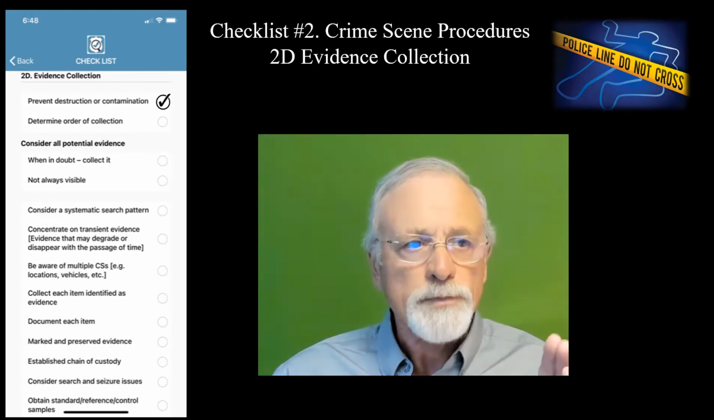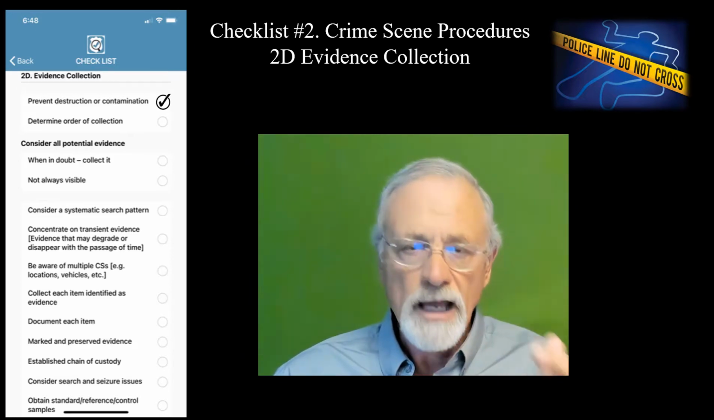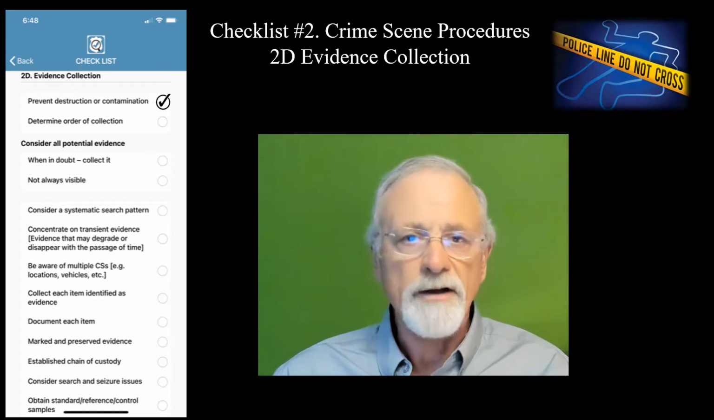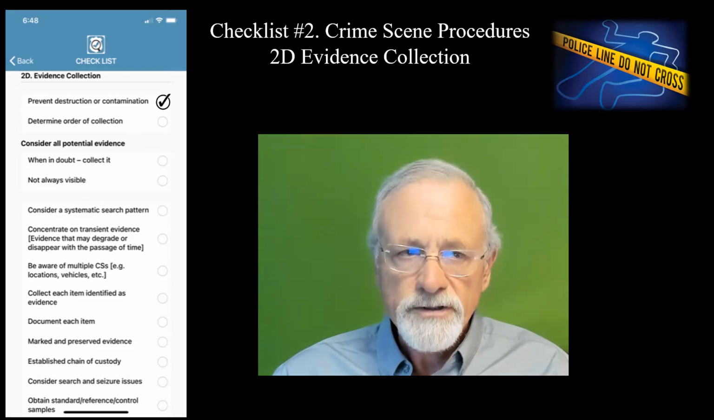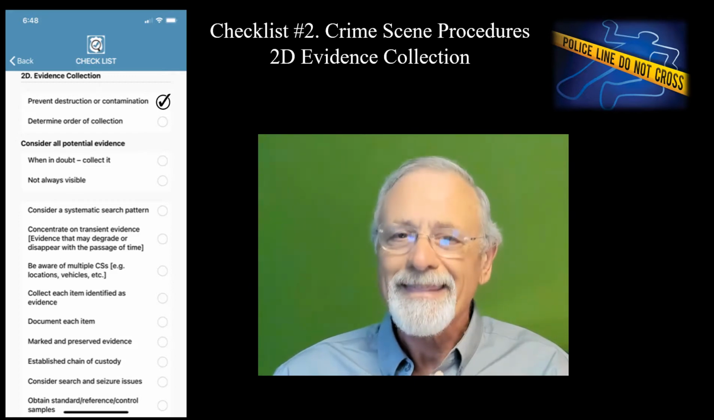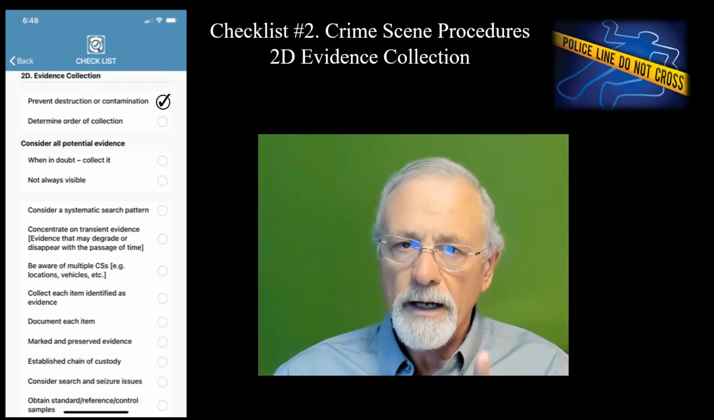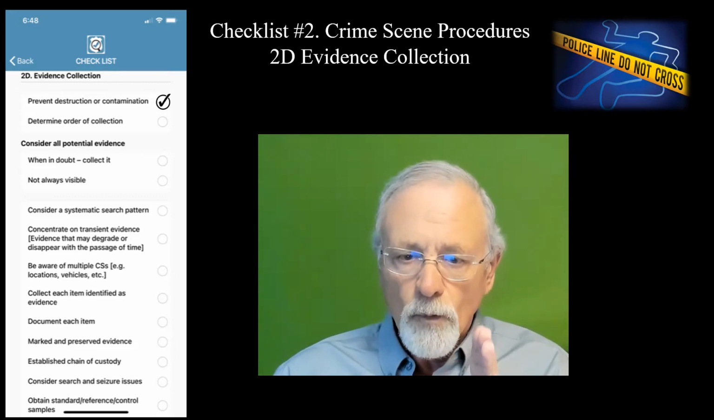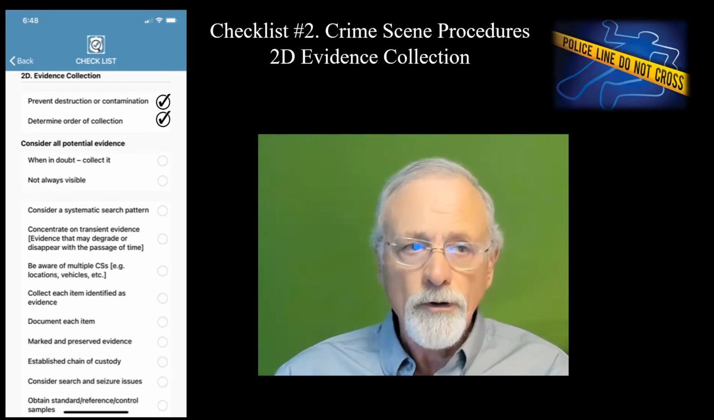Let's check off the first one, prevent destruction or contamination. Throughout the entire process at the crime scene, whether you're a uniform officer, evidence technician, investigator, firefighter, EMT, whoever you are, always consider the destruction and contamination of evidence and do anything you can to ensure that doesn't happen. I know you all have your own individual responsibilities, but in the back of your mind, always be considering that what you're doing and where you're doing it ultimately can become a crime scene and needs to be properly protected.